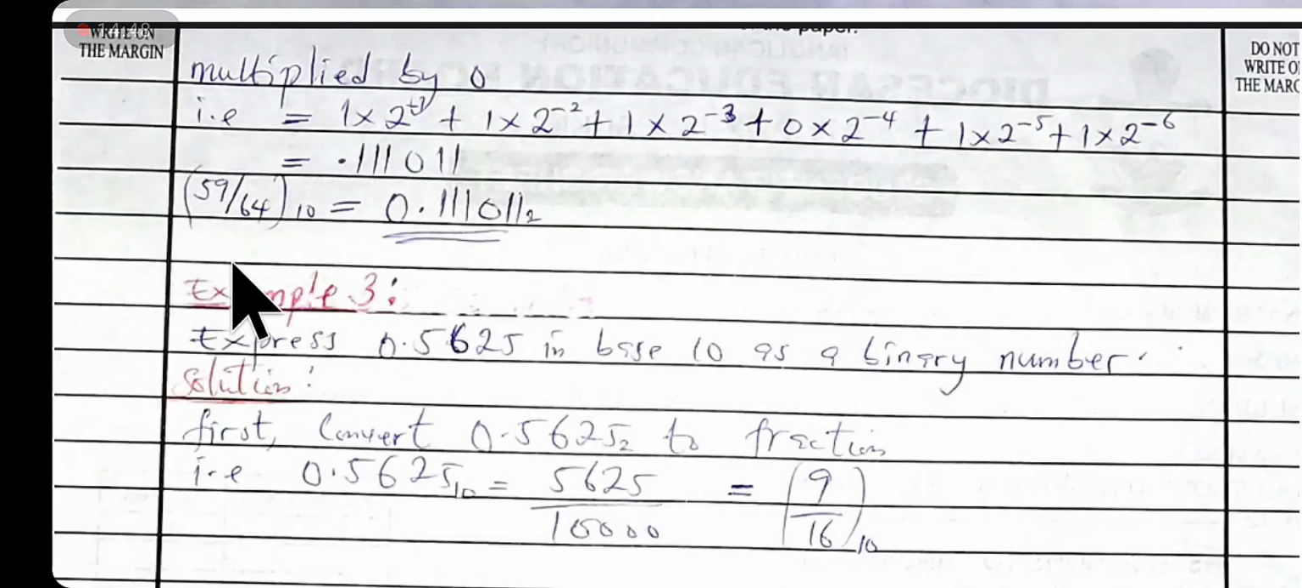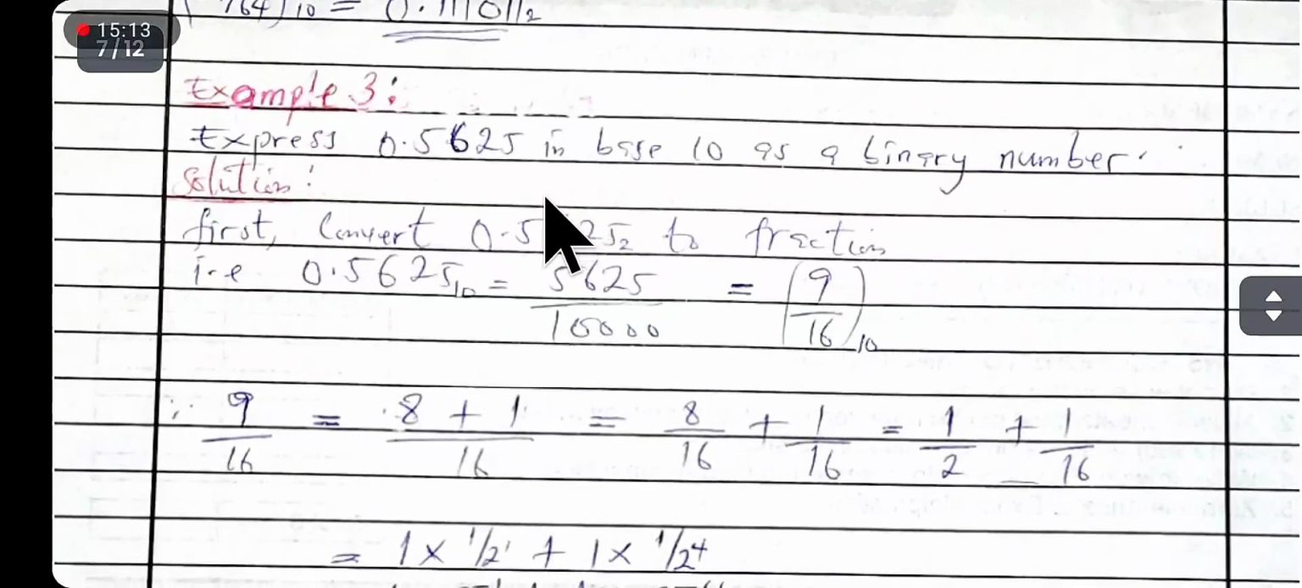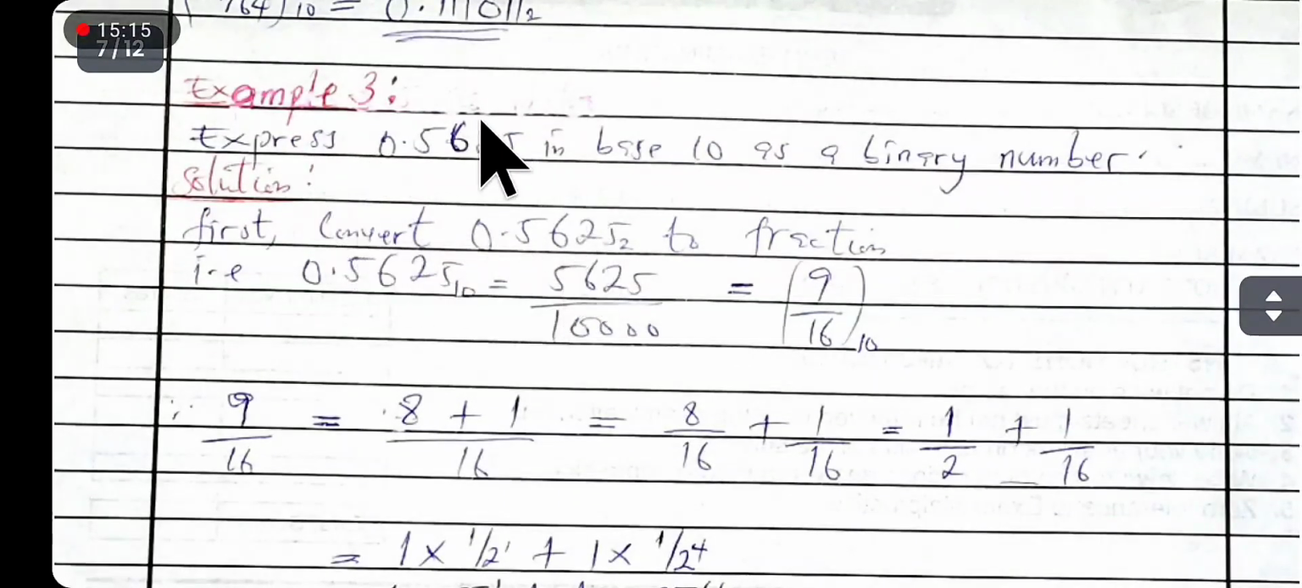So all of these things, 59 divided by 64 in base 10 is the same thing as 0 dot, because before the dot there is 0 in mathematics. Either you write it as dot something or 0 dot. So 0.111011 in base 2 is the answer to this. Okay, which is the same thing as this example.